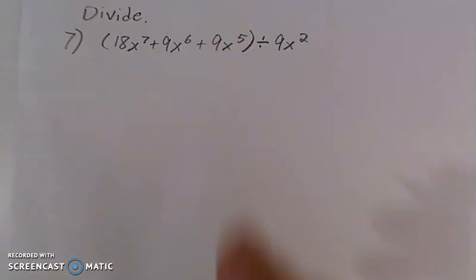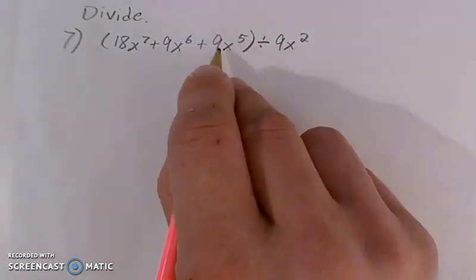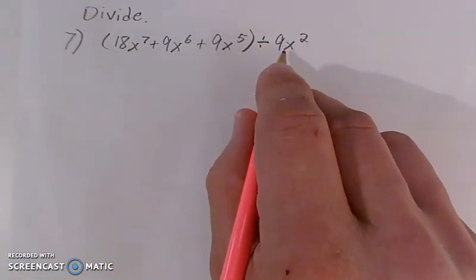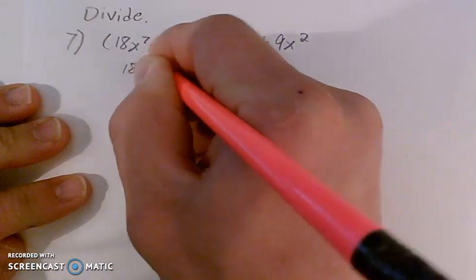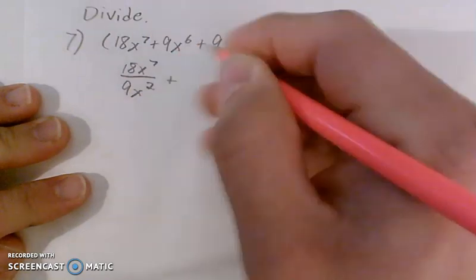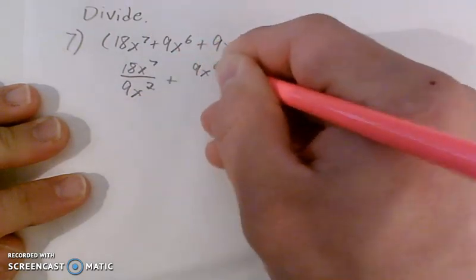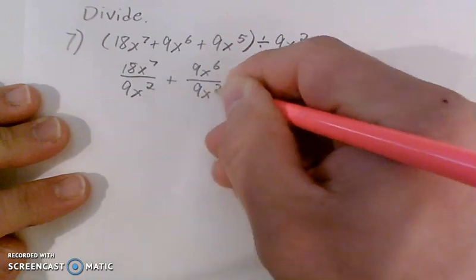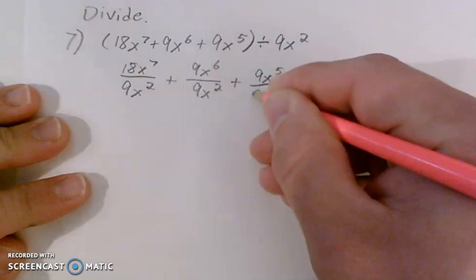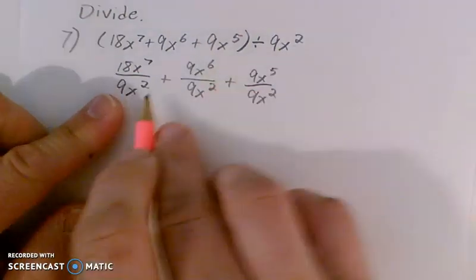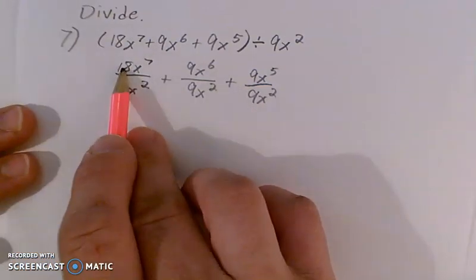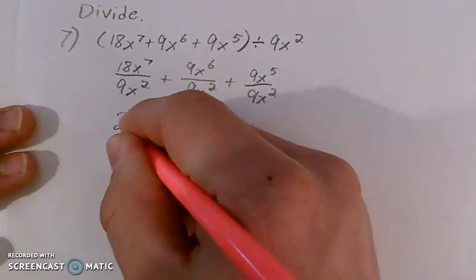On this last group of problems, you're essentially going to divide each term by the monomial that's given out here. So I'm going to divide everything by 9x squared. So 18x to the 7th is getting divided by 9x squared. Plus, I'm coming from here, 9x to the 6th gets divided by 9x squared. And then another plus, 9x to the 5th gets divided by 9x squared. So there's my 9x squared dividing everything. This is going to be the only time that I show this step. When I divide, 18 divided by 9, the coefficient will be 2.